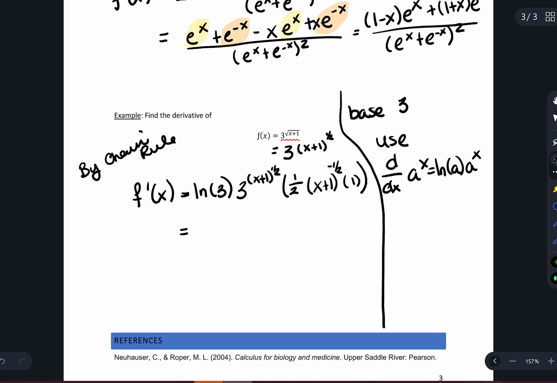So simplifying this, we're going to have the natural log of 3. We have a 1/2 here, so we have a 2 in the denominator. We also have an x plus 1 to the 1/2 in the denominator, or we could say the square root of x plus 1, multiplied by 3 to the square root of x plus 1.